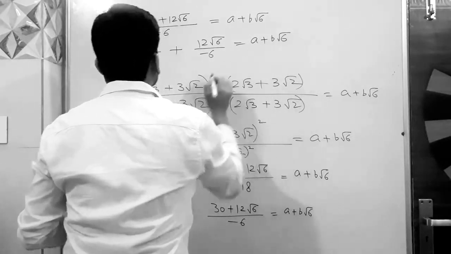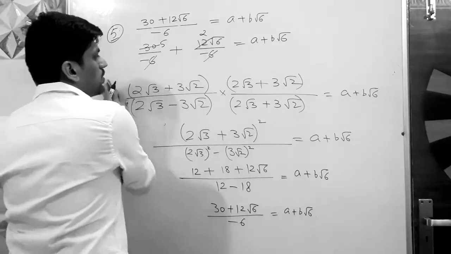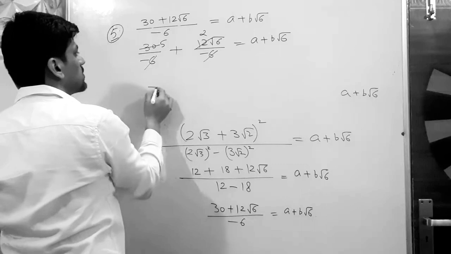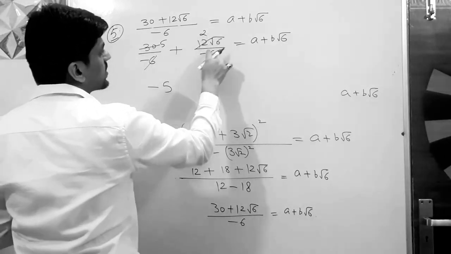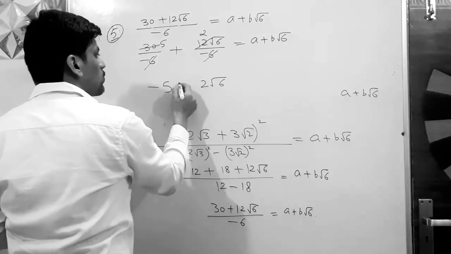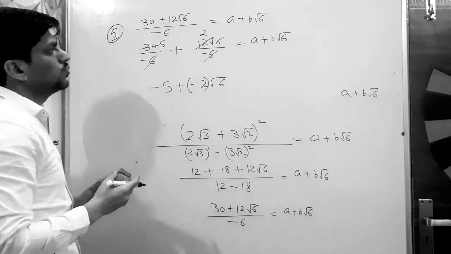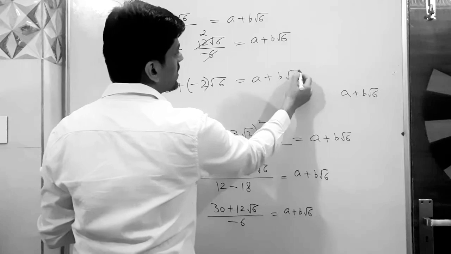Now a plus b root 6. Now 6 5s and 6 2s. So I'm erasing this step also. So this is minus 5. 5 over minus 1 becomes minus 5. 2 root 6 with negative, so minus 2 root 6. The best way to write this is like this: minus 2 times root 6, compared with a plus b root 6.